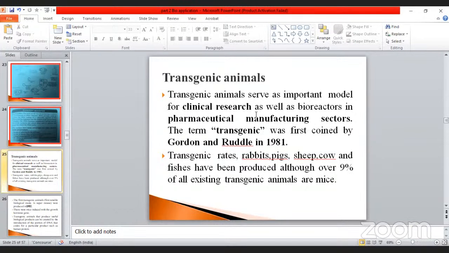Okay, see here. In the pharmaceutical manufacturing sector, the term transgenic was first coined by Gordon and Ruddle in the year 1981. This is very, very important, my dear students. Transgenic, the term was introduced by the scientists Gordon and Ruddle in 1981. Okay. Transgenic rats, rabbits, pigs, sheep, cows and fishes have been produced, although over 9% of all existing transgenic animals are mice. That is very, very important.